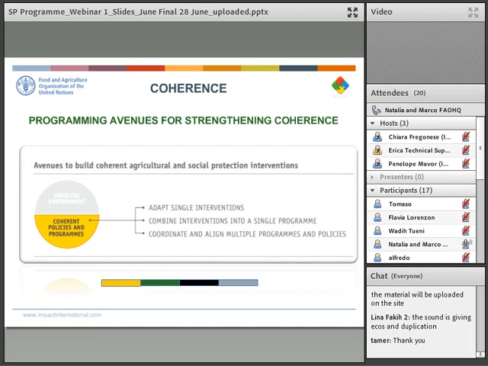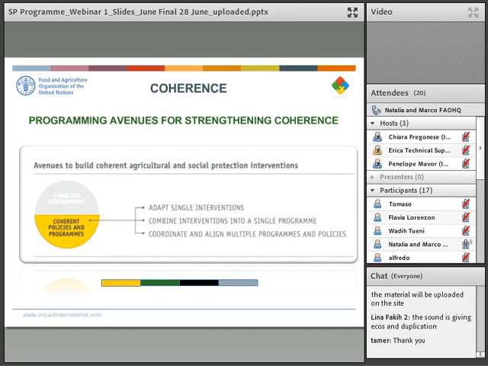So now, going on to what we can do, a little bit more on the practicalities. I'll start first with the programming, and then I'll look at the enabling environment. In terms of the programming, we've identified three main different options.